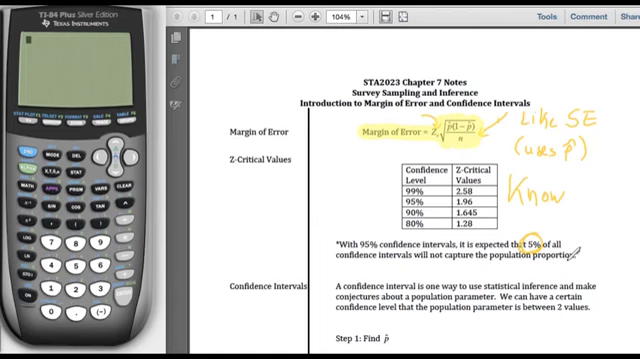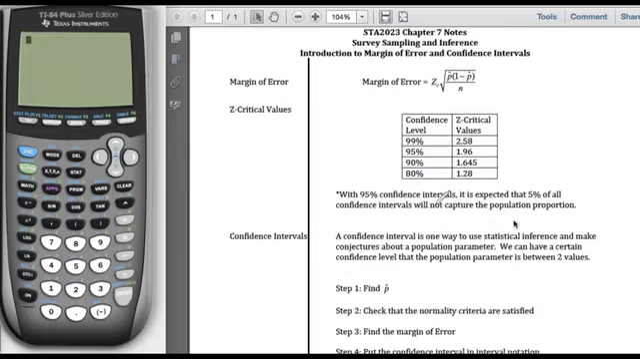So we can't be guaranteed that we have the exact right answer. With a 99% confidence level, 1% of those confidence intervals will not calculate the population proportion.